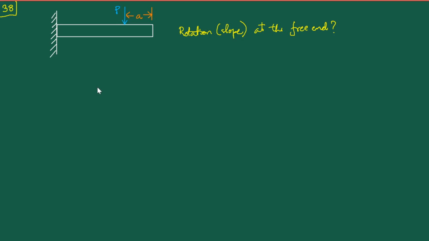So as before, we note that at this free end we certainly don't have a point force, but for the purpose of our rotation or slope, we don't need that. What we actually need is a moment, but that also we don't have. So since we don't have that, we artificially introduce it. So let's say we introduce this.